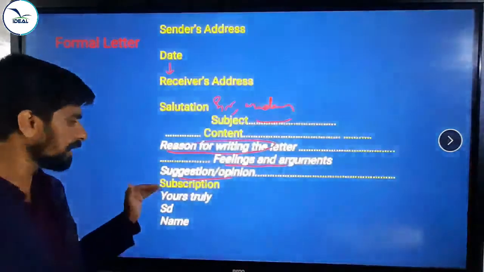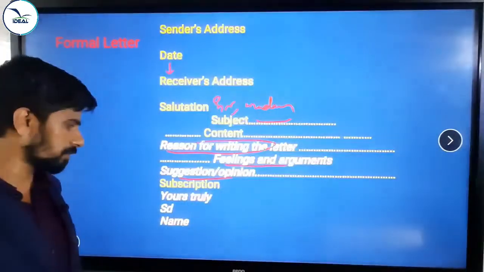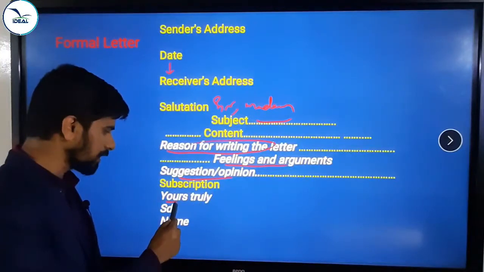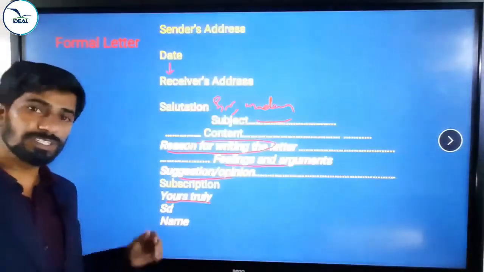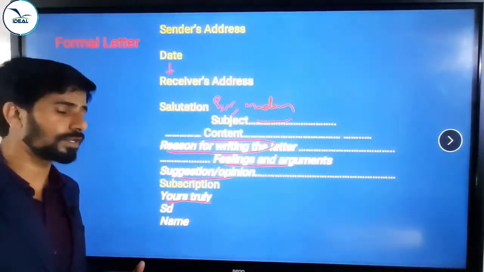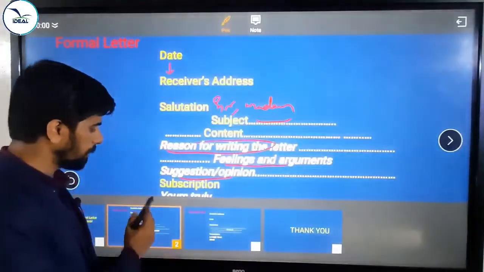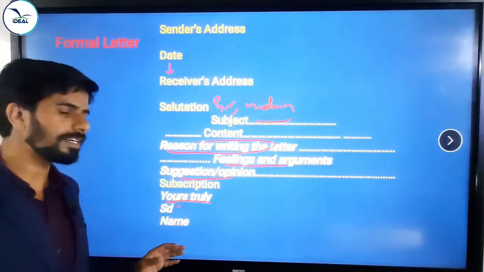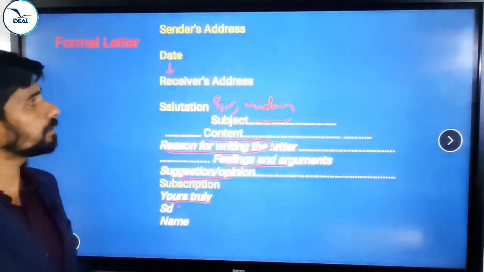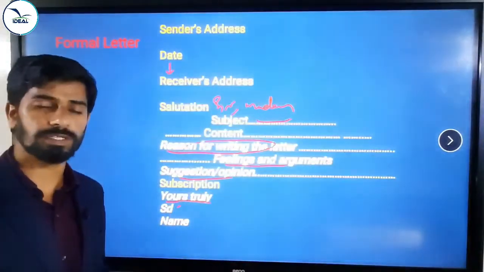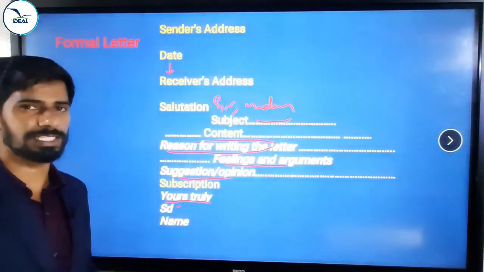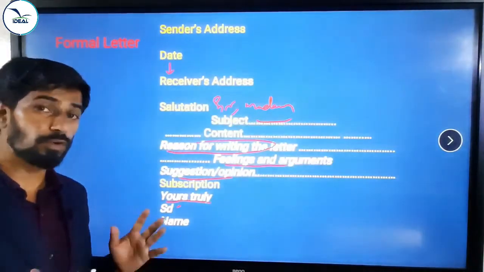So these are the things to be included in the content part, and once you finish the body of the letter, then comes the subscription. Subscription means leave taking, like yours truly, sincerely yours, yours faithfully, things like that. Then signature name. Understood? Signature name. This is the format of an official letter or formal letter.